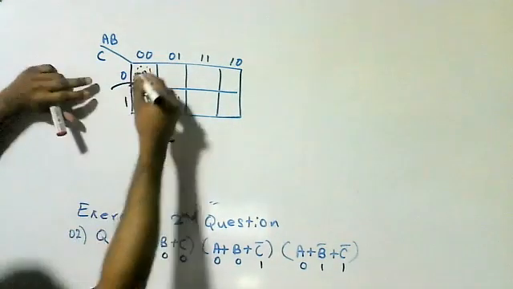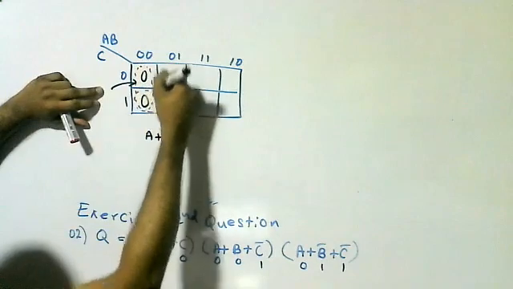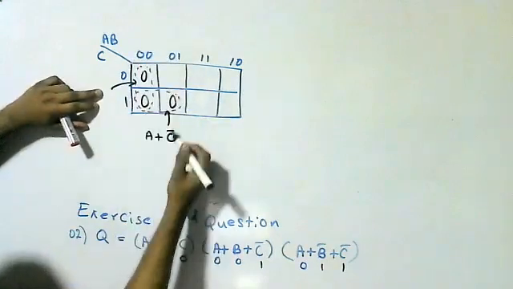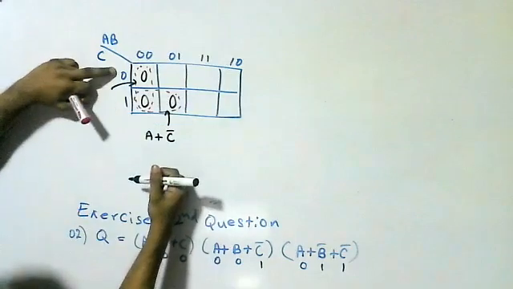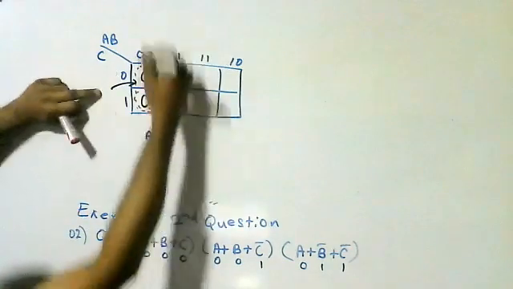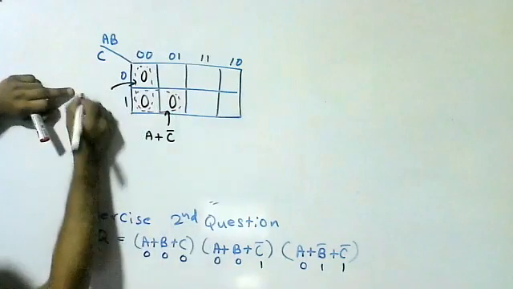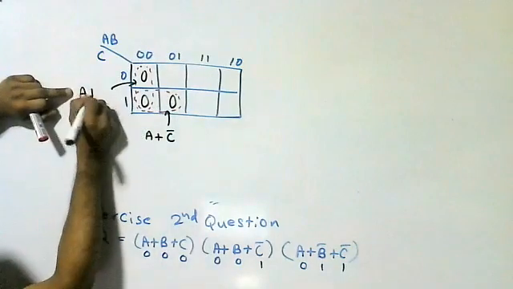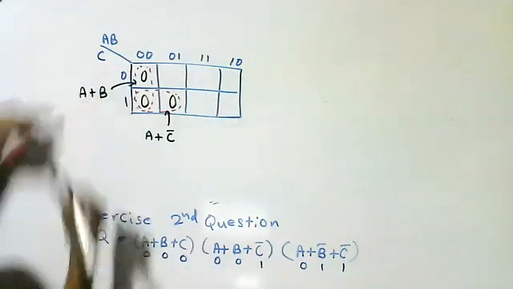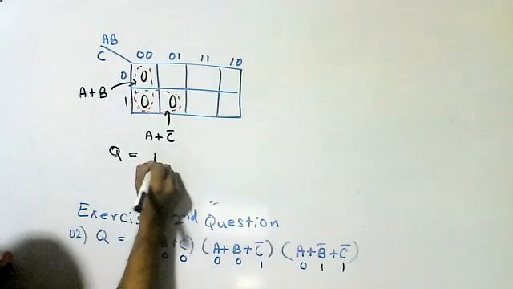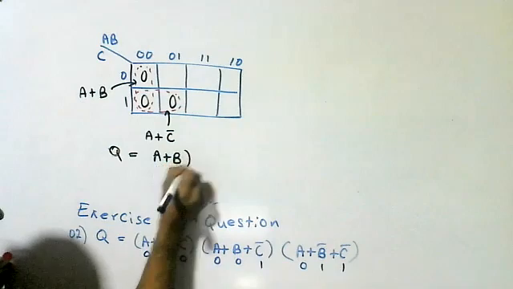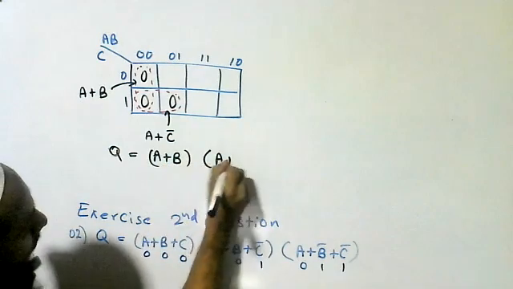Right. Yes, we'll consider this group. A is 0, B is 0, but C is changing here. C is 0, here C is 1. So we have to take A, B only. So A is 0 means A, B is 0 means B. So the final answer should be Q equals A plus B into A plus C bar.